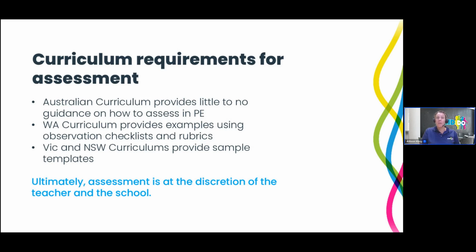So, curriculum requirements for assessment. The Australian curriculum, which is used by many states in Australia, provides little to no guidance on actually how to assess in PE. There's no explicit or set ways to assess. The WA curriculum does provide some examples using observation checklists and rubrics, and the Victorian and New South Wales curriculums also provide some sample templates that you can use.